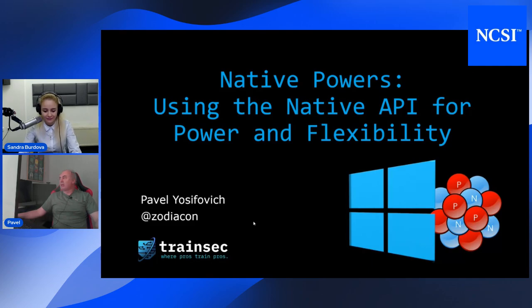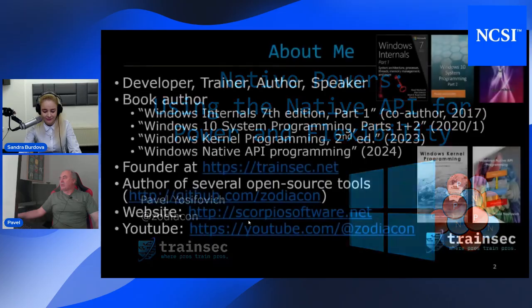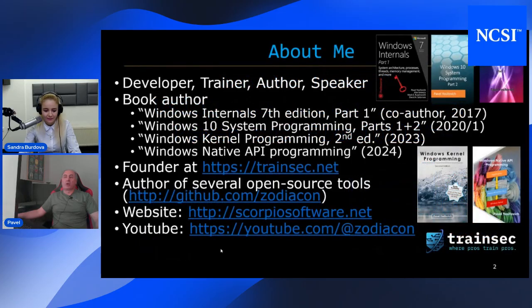So my name is Pavel. I've been around in the security space and the programming space for many years now. You can see here some of my books. Please buy them. They make me money, so it's always a good idea to buy them. And what I want to point out here is just a couple of things. So first, I'm a founder at TrainSec.